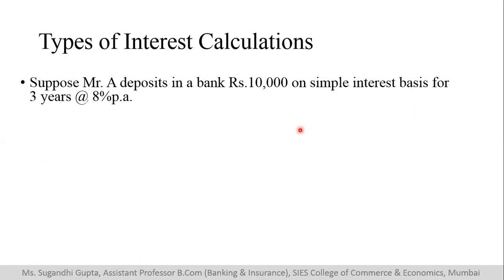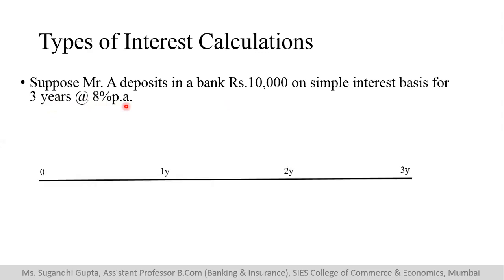Here I'm assuming some Mr. A has deposited rupees 10,000 in a bank on a simple interest basis for a period of 3 years. And the rate of interest that the bank is ready to pay is around 8%. So what happens in this situation? This is my timeline. So when I'm saying 0, it means it is today's date. Year 1, year 2, year 3. So after 1 year, after 2 years, and after 3 years. That's how we will interpret this line.